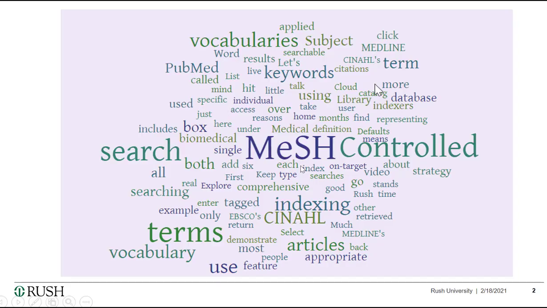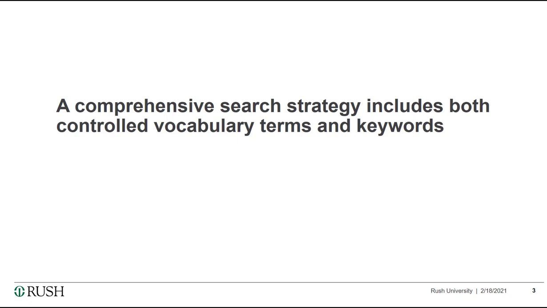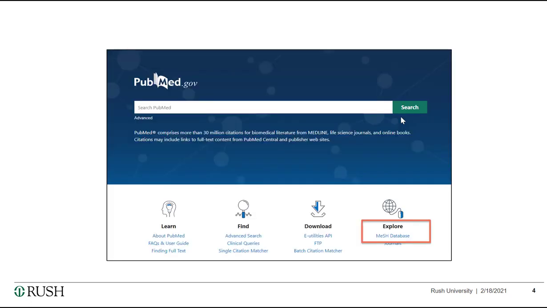Controlled vocabularies are a searchable thesaurus or collection of biomedical terms, which are used to index, catalog, and search biomedical databases. Using them often provides better search results. A comprehensive search includes both controlled vocabulary terms and keywords.